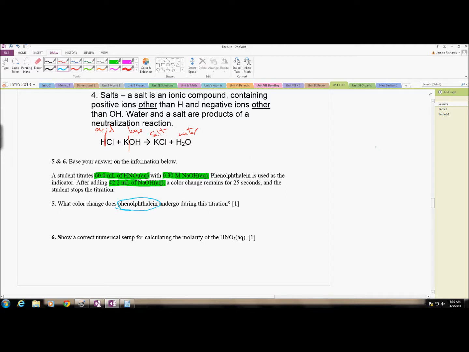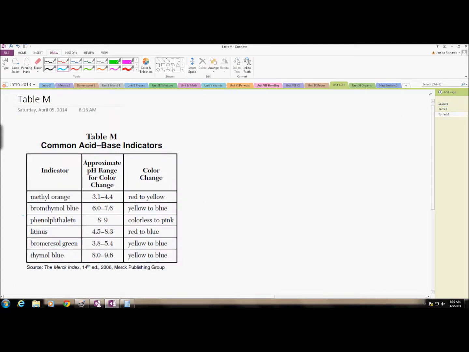You can memorize some of the indicators, but please remember that you have a reference table for that. So reference table M. We find phenolphthalein. We see here's the color change. At a pH less than 8, it's going to be colorless. At a pH greater than 8 or greater than 9, it's going to be pink. So in our base, it was definitely pink. And when we neutralized it, and it was at a pH approximately of 7, it's going to be colorless.